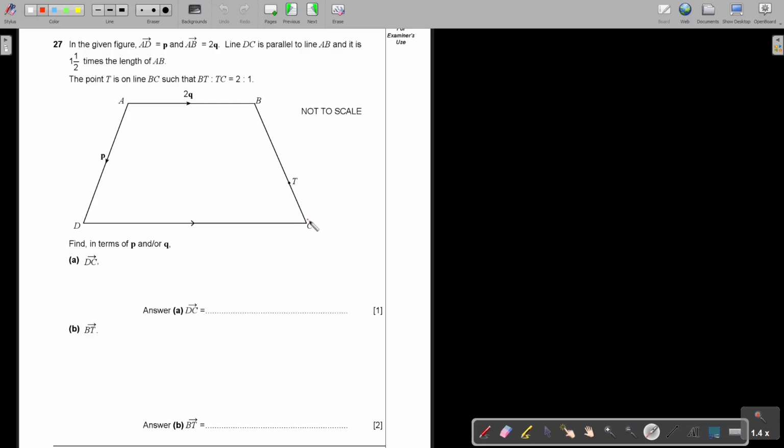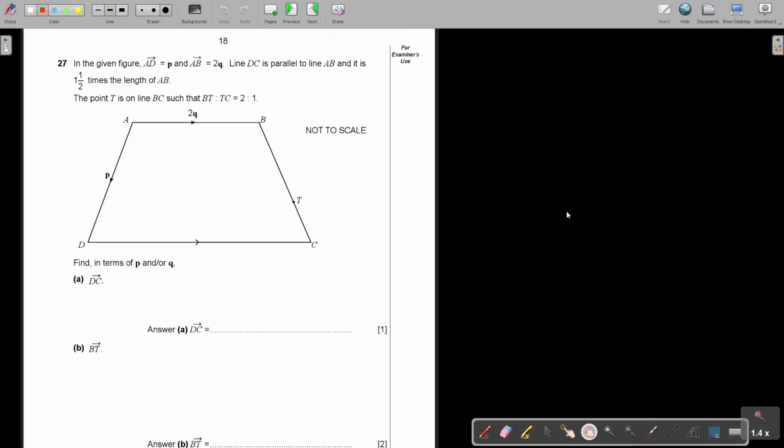Where will we find vectors? In the y equals mx plus c mathematics textbook. So vectors will be on page 589, and look at example 26. That's going to help you in part 1. Okay, no, this is in part 2. So in the given figure, we already read this. Now let's start filling in.